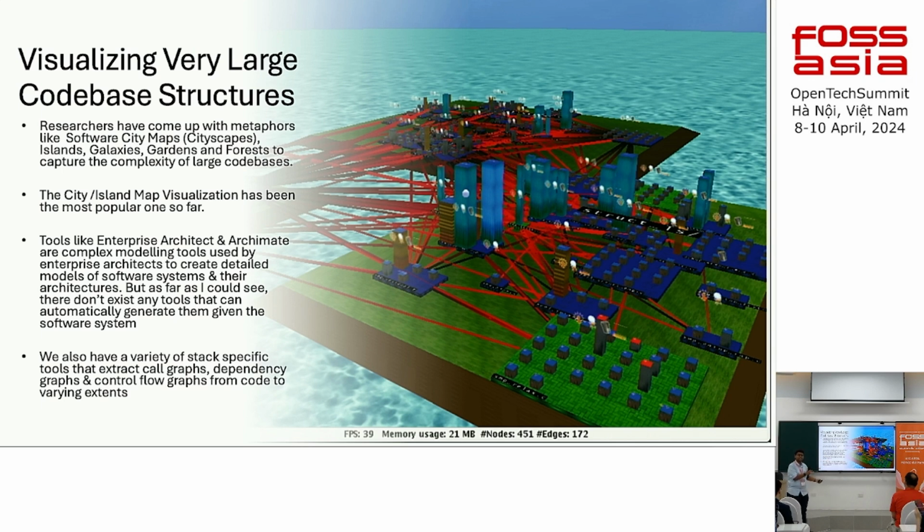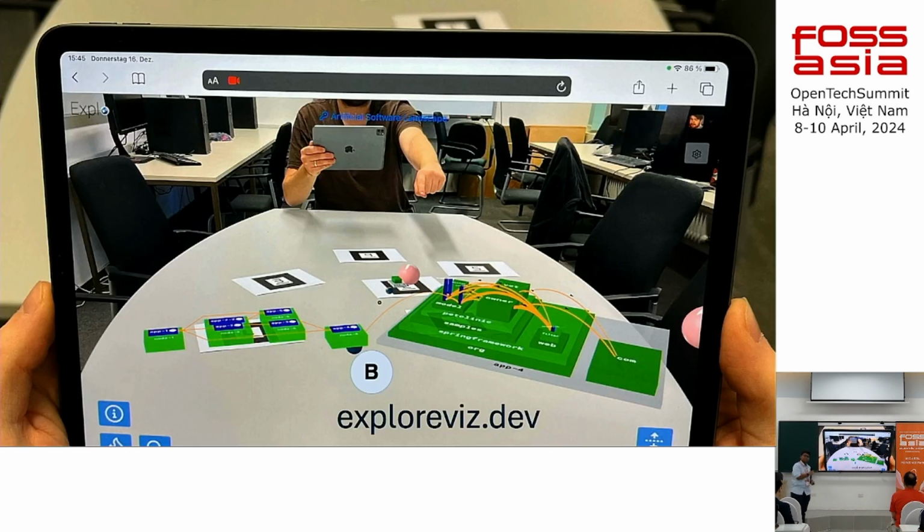How do I read this? If I don't have any idea whatsoever of what I'm looking at, I'm just looking at a very complex diagram. It does not solve the use case. But despite that, these cityscapes have stuck around for a very long time.